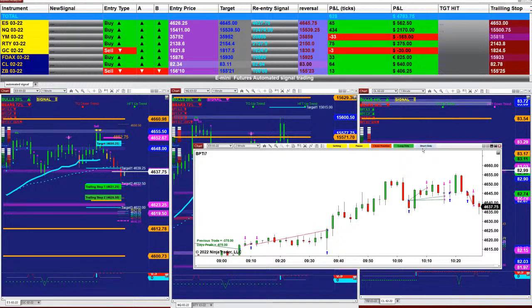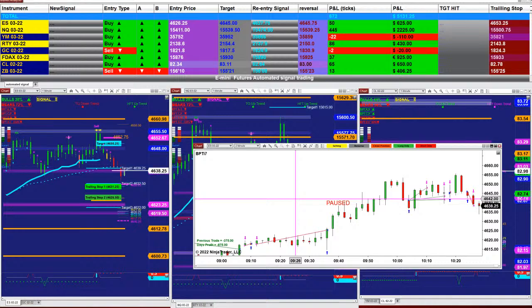If you cannot read the market, and the market is jammed between those two, I can pause it. This means the auto trade will not take trades anymore.